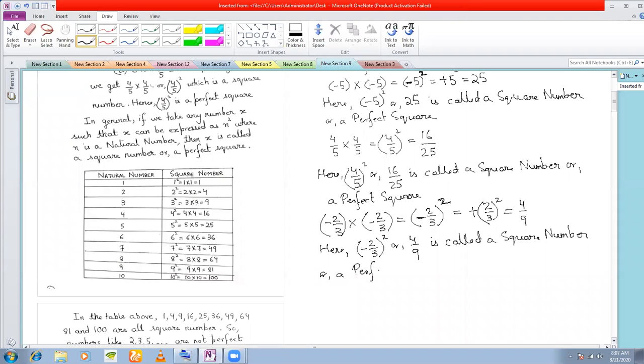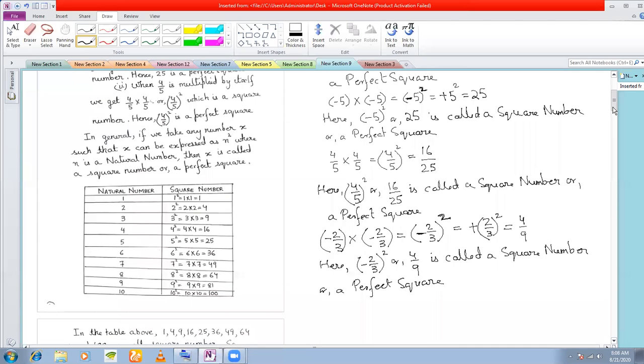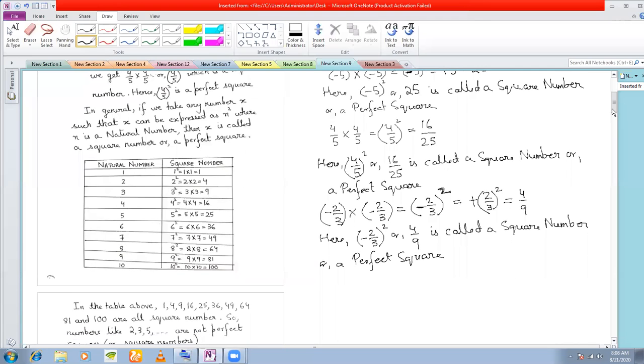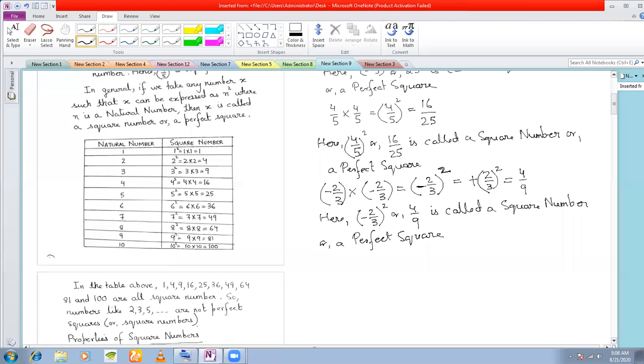Okay, so 4 examples. Do you have any questions till this part? Any doubts on the definition of square numbers? No, sir. Fine. Then I'll proceed. Now, what you need to remember is that you can remember these square numbers.